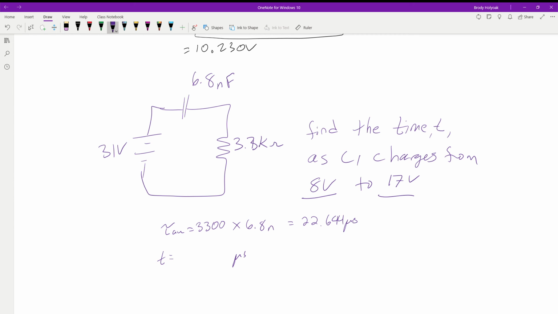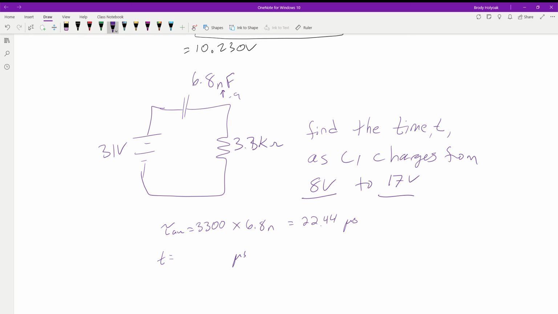Because remember, let's see. Why is my calculator in radians? Dang it. I punched something in there. Yeah, 22.44 microseconds. Right, it's nano, not micro. I see what I did. Yep, because remember, nano is to the -9th.